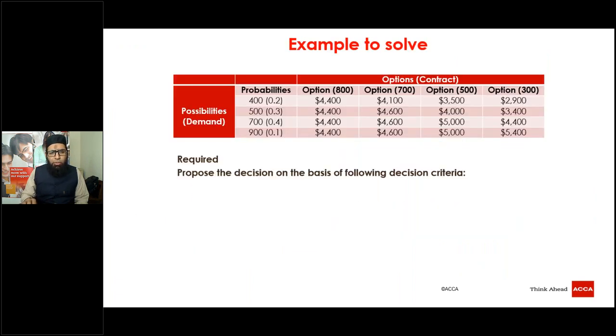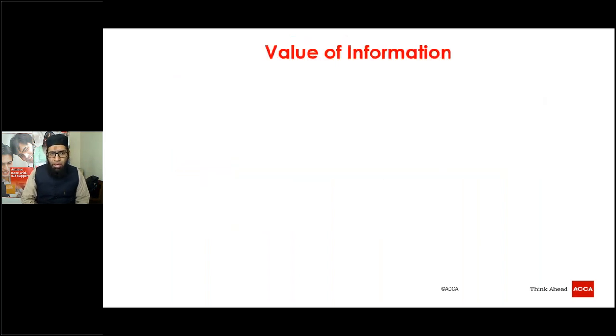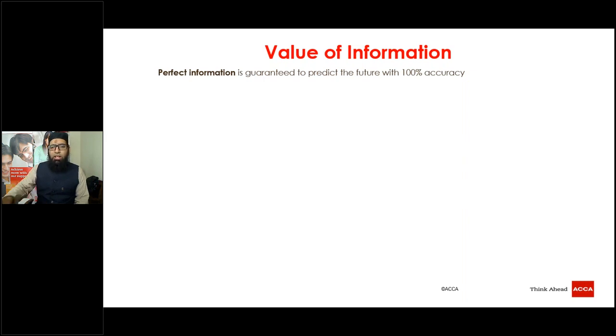So this is just an example to solve. We had already discussed how to calculate maximax, maximin, minimax and expected value from the example of our own. So I'm moving ahead, and my next topic is value of information. What is the value of information? It is how valuable the information is that is available to me.